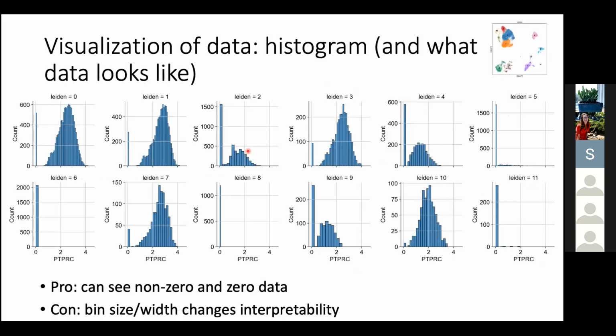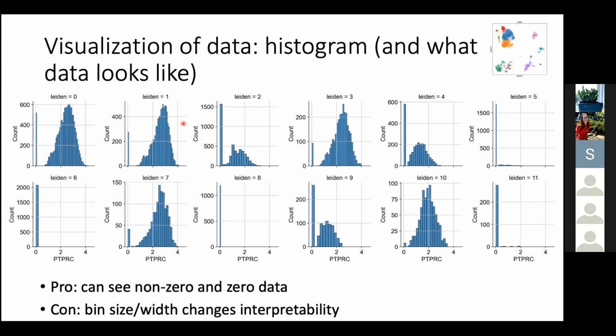Okay, so visualization of data. No one uses histograms in this field. I'm just using them because they're nice and easy, and I think they really show you the things that I want to talk about. So this is what gene data looks like. What I'm doing is plotting a gene, again, PTPRC, across all of the clusters. So this is cluster 0, this is cluster 1, okay, we got it.